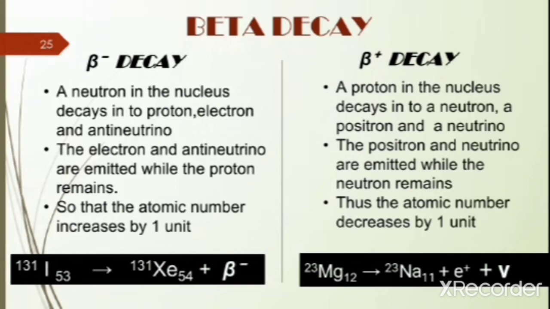Now, check the equation given below. In this equation, when magnesium decays into sodium, the atomic number decreases by 1 unit and a positron and a neutrino are emitted. In this table, we can clearly distinguish between beta minus decay and beta plus decay. Okay, I hope you all understood. Now moving to the next topic.